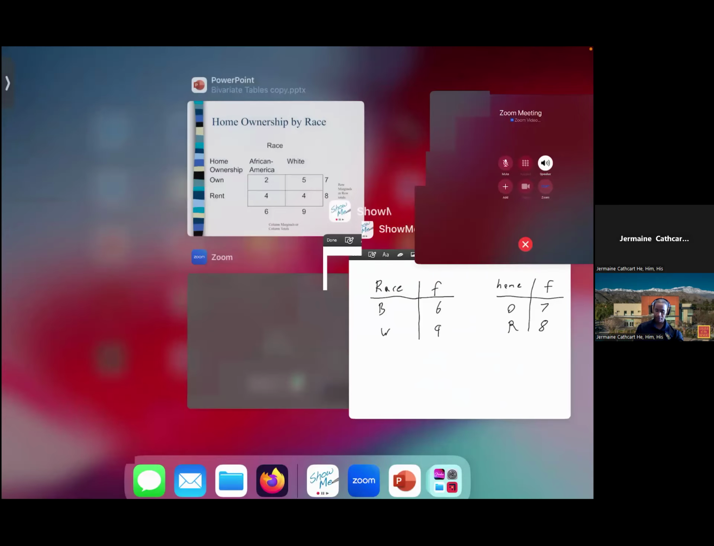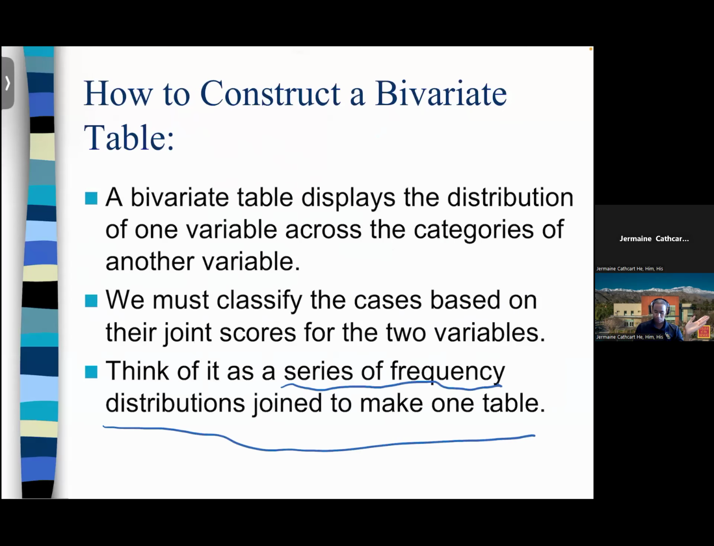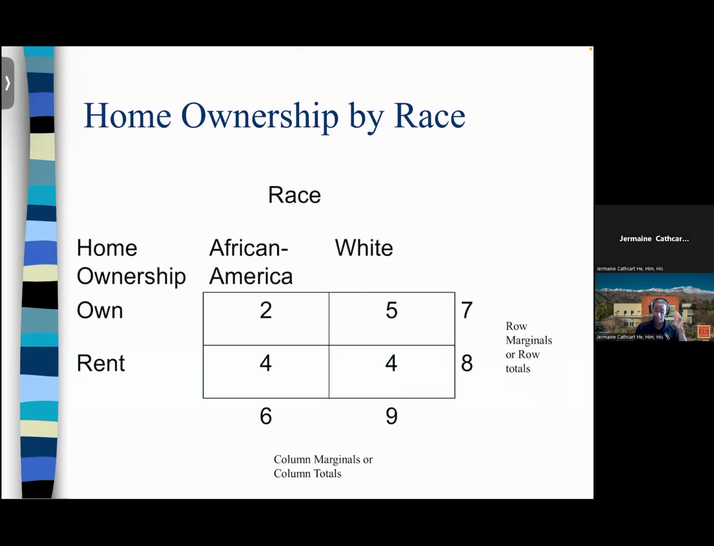And then what this other bullet point says is we must classify the cases based on their joint scores for the two variables. What does that mean? Okay, what that means is we're taking African Americans. How many African Americans do we have? 6. We have a column total. How many white Americans? 9. We have that, right? How many people own? 7. How many people rent? 8.